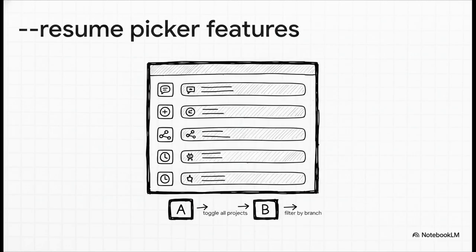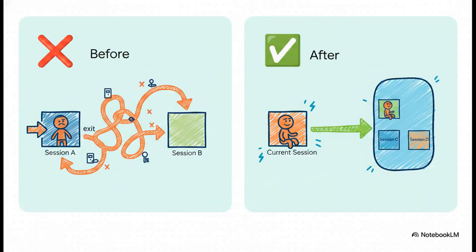Super useful. Plus, you've got these little hotkeys. Press A to see sessions from all your projects, or B to filter just for the branch you're on right now. And this little command right here is a massive game changer for your workflow. You don't have to exit a session anymore just to switch tasks. If you're deep in a conversation and suddenly need to jump to something else, you just type /resume right there in the chat. The same picker pops up and you can switch contexts seamlessly.